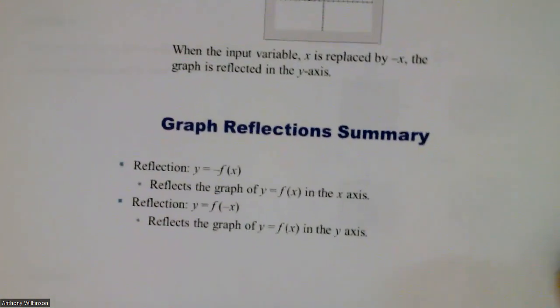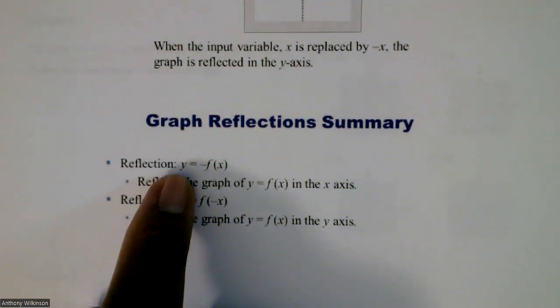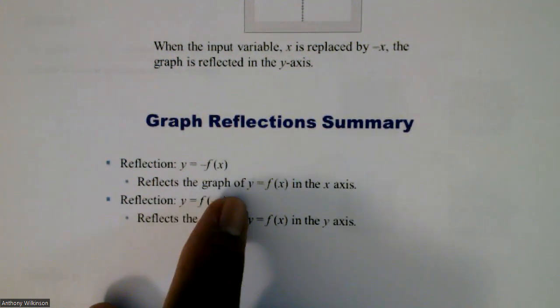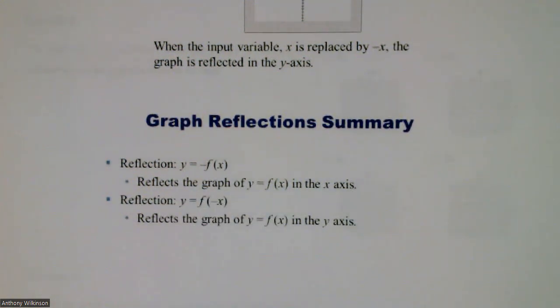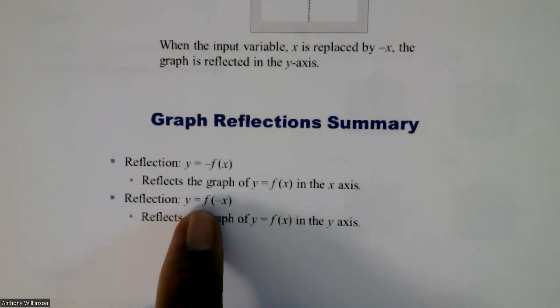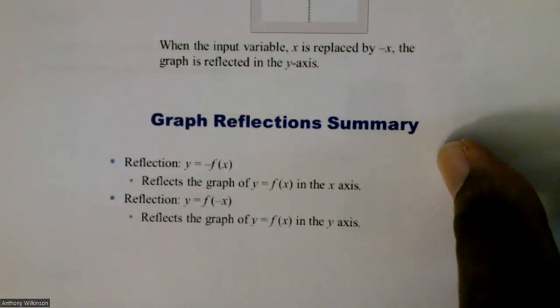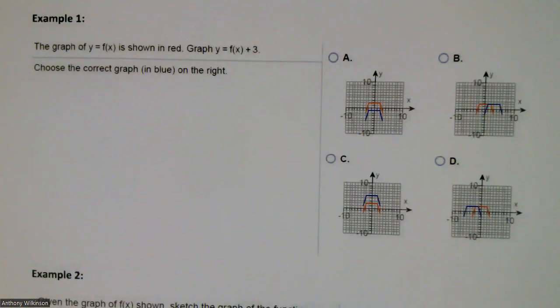All right, and next is just a summary of the reflections here. Reflection about the x-axis and a reflection about the y-axis. So reflection, which is y equals -f of x, that reflects the graph of y equals f of x in the x-axis. And when you have the negative sign in front of the x, y equals f of -x, that's going to be a reflection about the y-axis. Okay. Now let's look at some examples of this that's similar to the ones that are in your homework in MyMathLab.